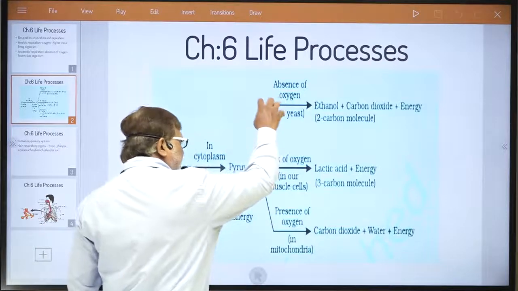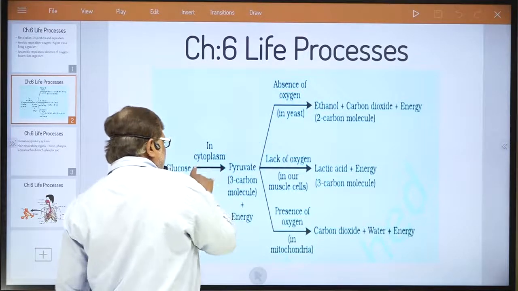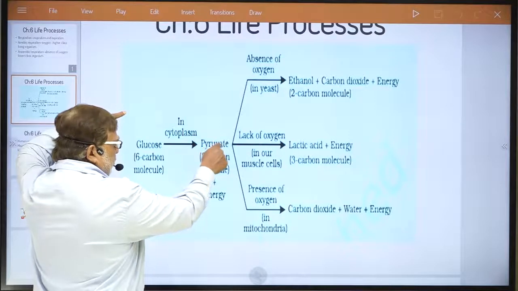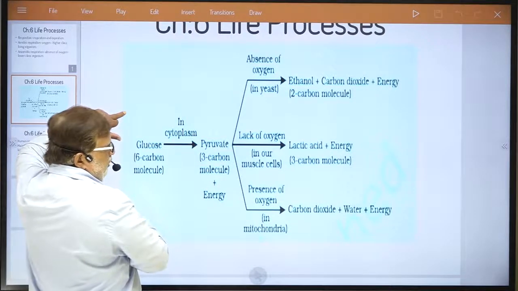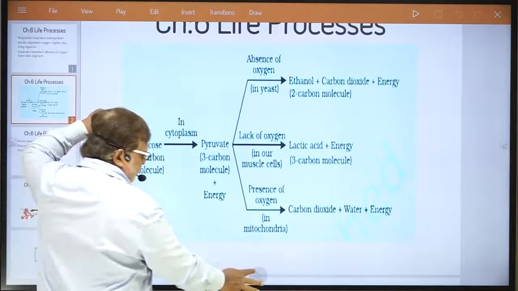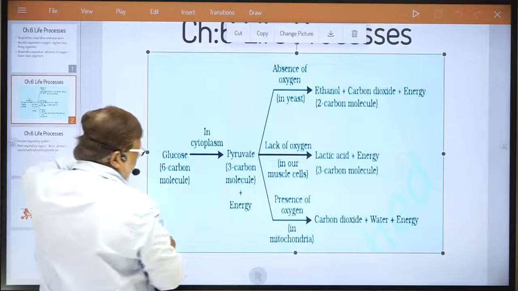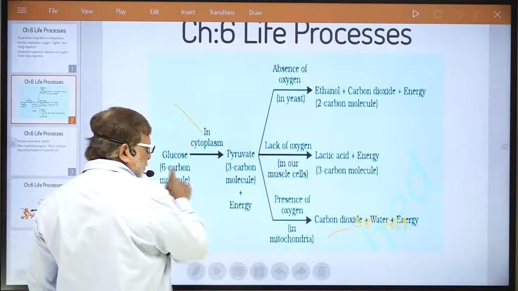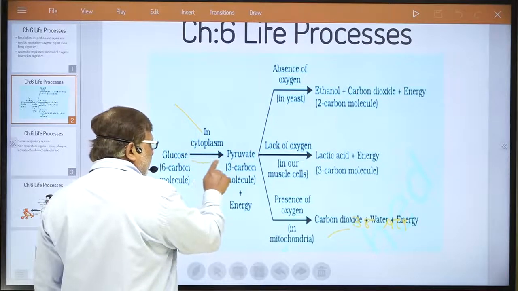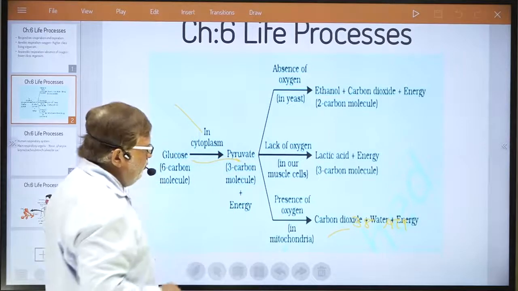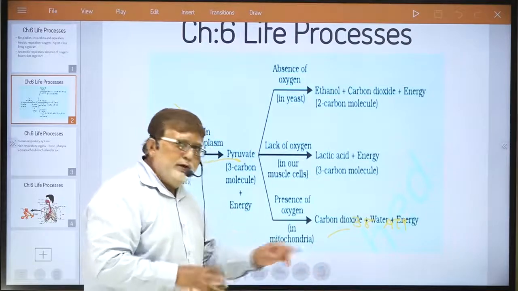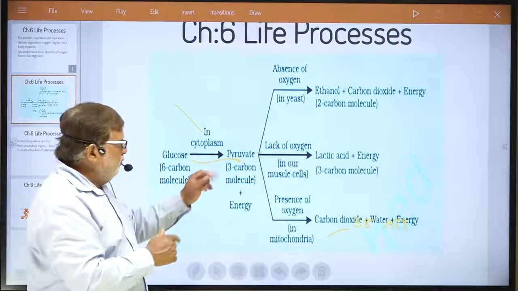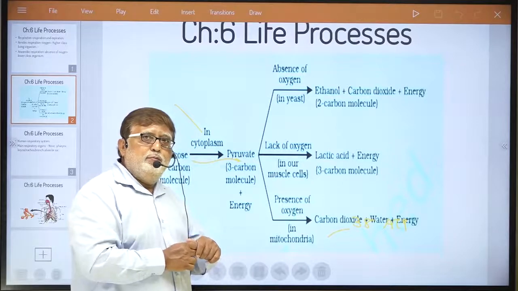So in the absence of oxygen, understand what happens. This glucose molecule is first converted into pyruvic acid, that is a 3 carbon molecule. This is a process occurring in every type of respiration, that's for sure. Try to understand, this is very important. The 6 carbon glucose molecule is first converted into pyruvate, a 3 carbon molecule.